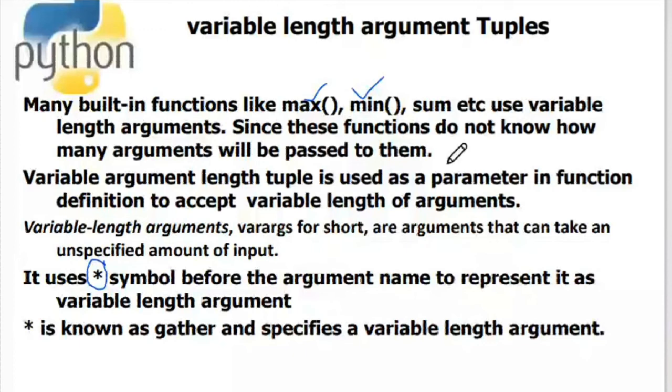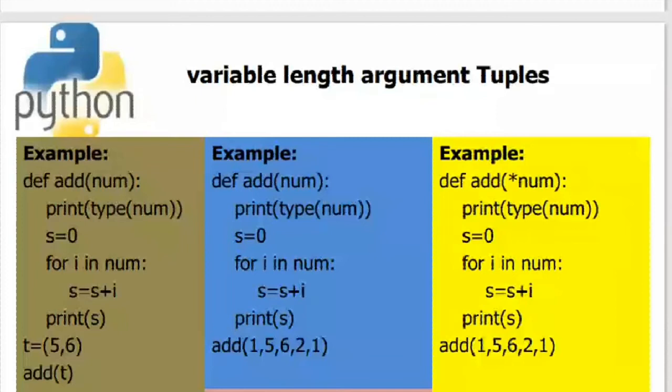And how do you mention it? You mention it with an asterisk. Star is known as the gather operator here, and it specifies a variable length argument. We have seen this with an example. I have put all three examples in a single place so that it is easily understood. In the first case, I have a method.